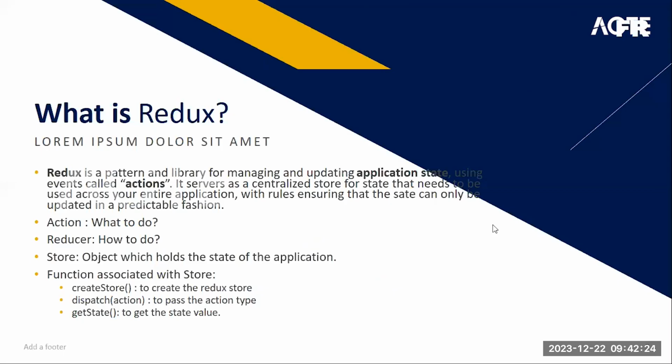Now, why Redux? Redux is a pattern and library for managing and updating the application state using events called actions. Basically Redux has three parts. The first is the store, where the data is stored in a single place. Second, they have the reducer. Third, they have the actions.